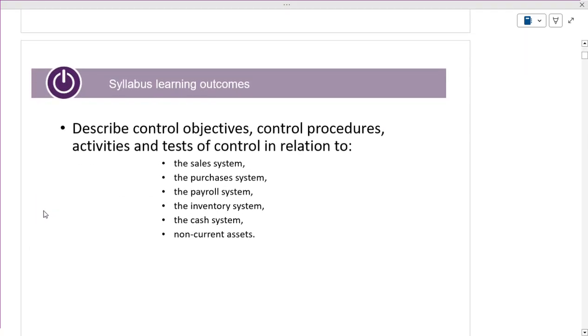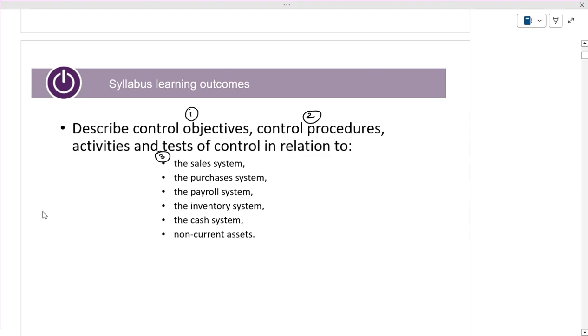Now, describe the control objective. What is the objective? You will have control objectives, control procedures, and test of controls. What is the objective? What is the procedure? Test of control. That's all. We are going to cover only this for every case. Okay? Understand this. Memorization is very difficult. Understanding is very important. The moment you go to the question answers, understanding is very important.